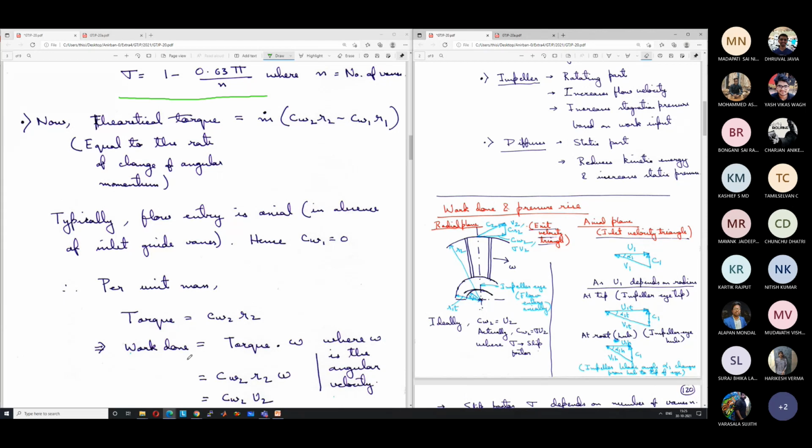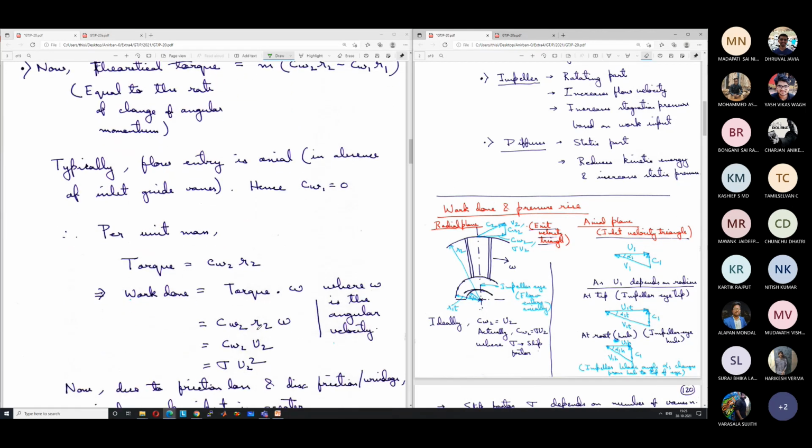So what is the work done? Torque into angular velocity omega. So Cw2 R2 into omega. R2 into omega is u2, the blade velocity at the exit. So Cw2 into u2. Now what is Cw2? We have defined Cw2 as slip factor into u2. So Cw2 is sigma into u2. So work done is sigma into u2 square. This is the specific work input per unit mass.